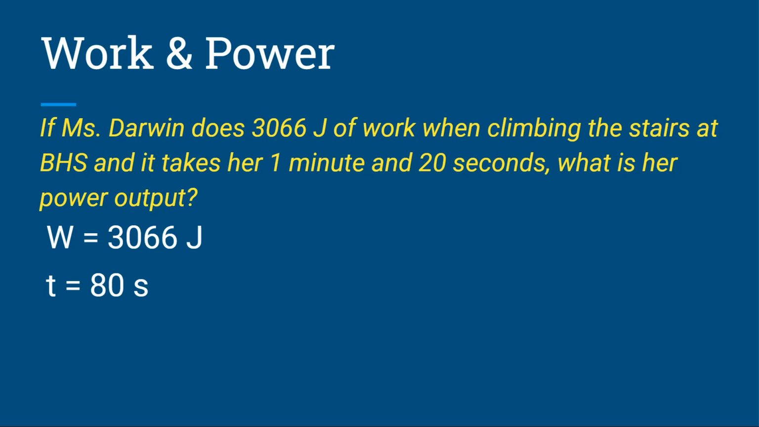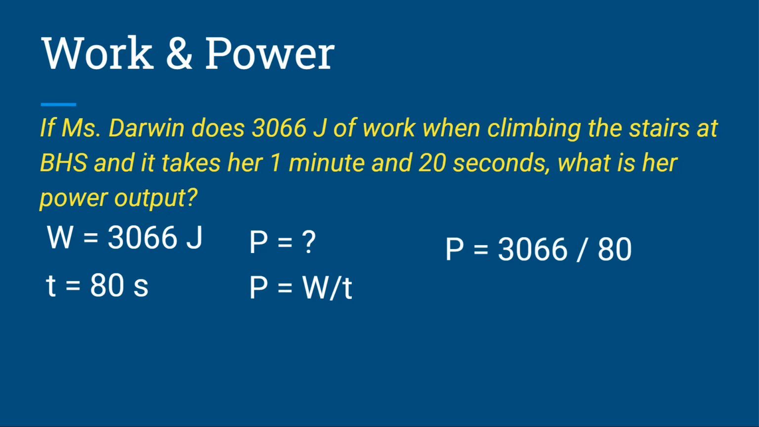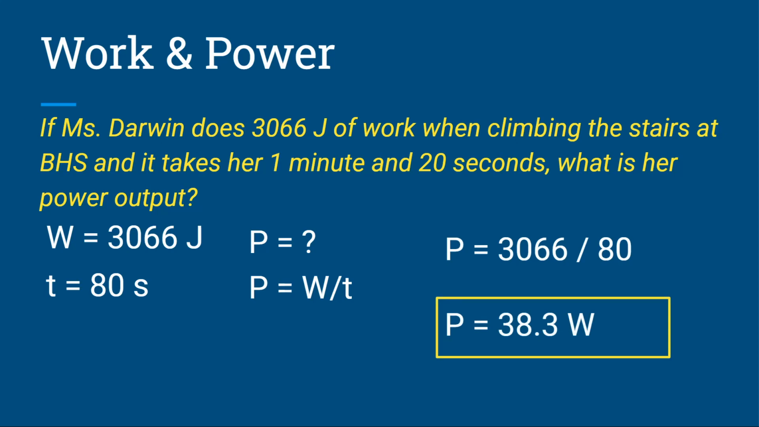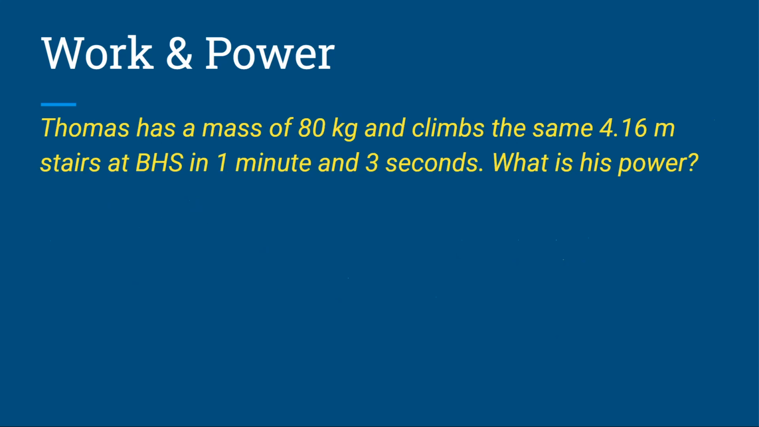So if I want to find my power, I already have my work, I already have my time. I'm just going to divide 3,066 divided by 80, and my power output would be 38.3 watts. And you can figure out your power output too if you want to climb up the stairs. Okay, in fact, I'm going to give you another one that's similar to some data that we maybe would have gathered if we had done this lab.